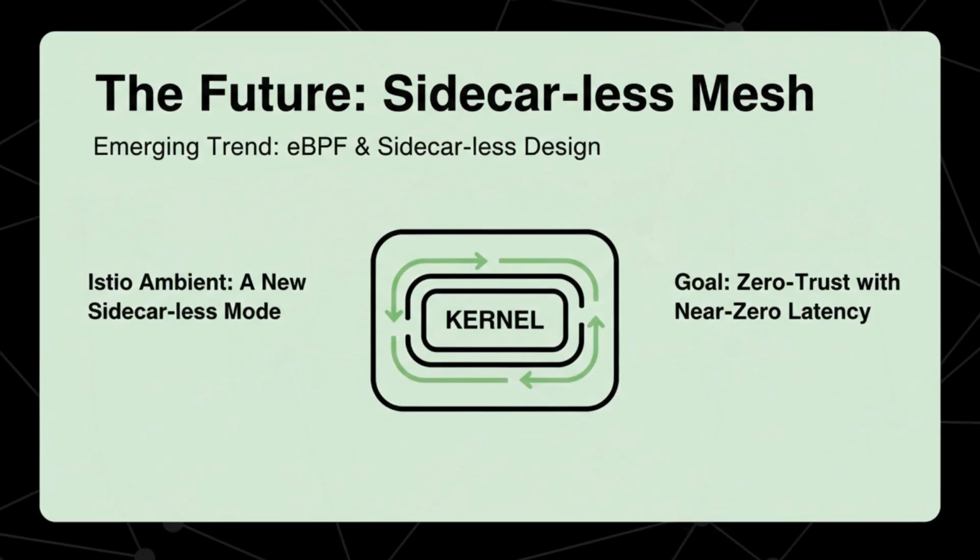As we look toward the future, the concept of the sidecar-less mesh is gaining traction. Technologies like eBPF are allowing some mesh functions to move into the kernel, potentially eliminating the need for a proxy alongside every pod. Istio's ambient mesh and Linkerd's ongoing research into eBPF are leading this charge. This promises to reduce latency even further and simplify the deployment model by removing sidecar injection entirely.